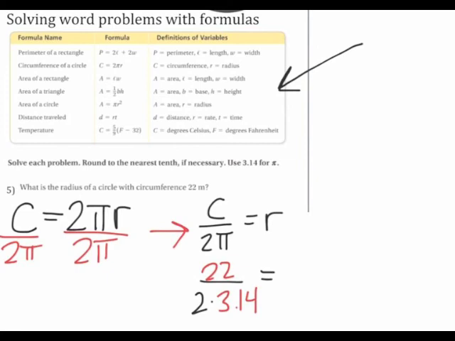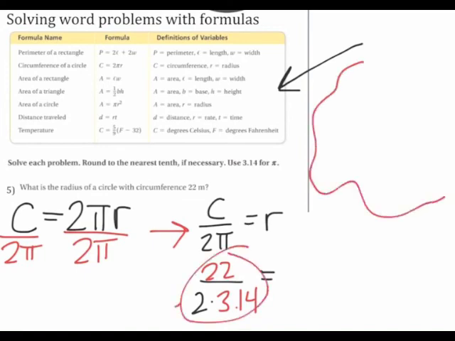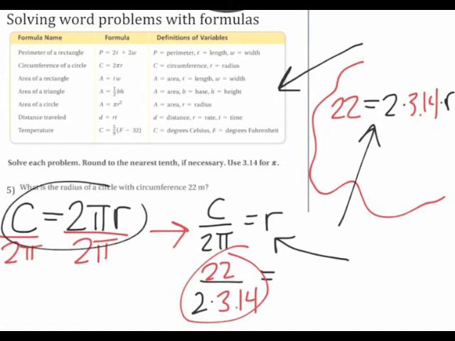However, what some students do is they plug in the numbers first at this step, and then they solve the resulting equation. So they would do something like this. They would do 22 equals 2 times 3.14 times the radius. And then they would solve this equation for r using the techniques of solving equations. This method is okay, but again, I would prefer that you solve it using just the letters first.